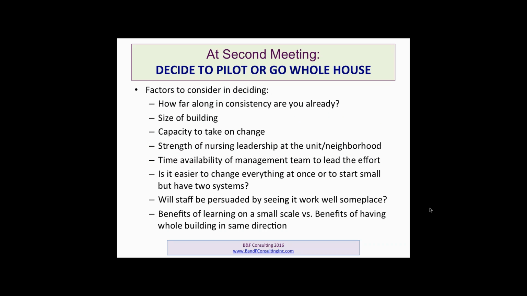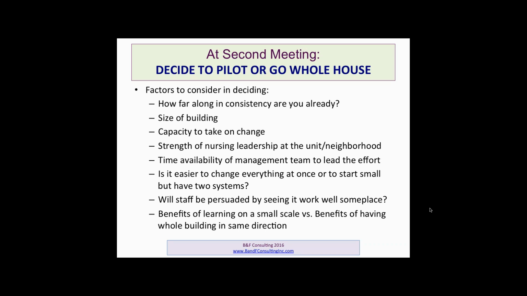Your next decision concerns how you will move forward. Factors to consider include how far along in consistency are you already? What is the size of your building? How much capacity do you have to take on change? Strength of nursing leadership at the unit or neighborhood level. The time availability of the management team to lead the effort. Is it easier to change everything at once or to start small but have two systems? Will staff be persuaded by seeing it work well in one area?